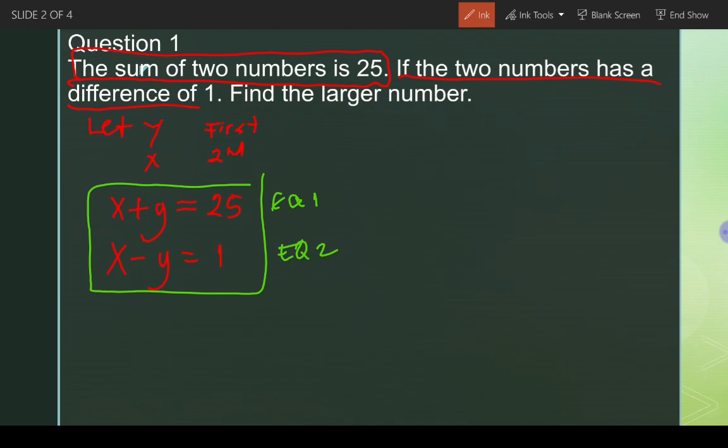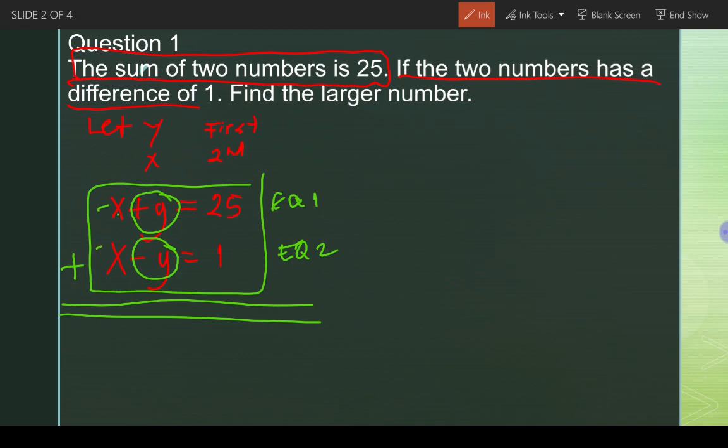Now, there are different methods na pwede natin gamitin. Pwede tayo mag-substitution, pwede tayo mag-elimination. So, sa case na to, nakikita natin na we have positive y and we have negative y dito. We can use elimination. So, pwede natin pag-addin yung dalawang equation. So, we will have x plus x, we have 2x, and then we have positive y plus negative y that is equal to 0, is equal to 26. Bakit natin pinag-add? Para ma-cancel natin yung y, para maalis yung y. So, we have 2x is equal to 26.